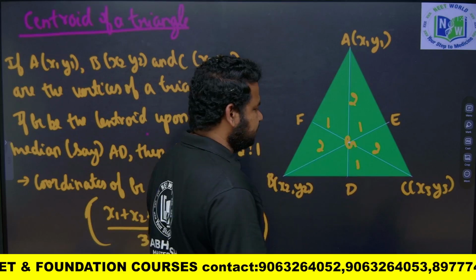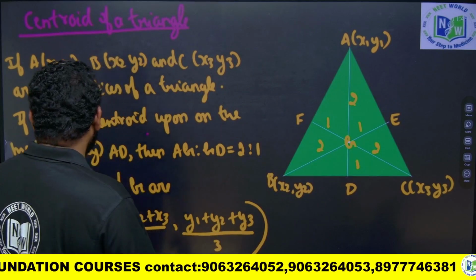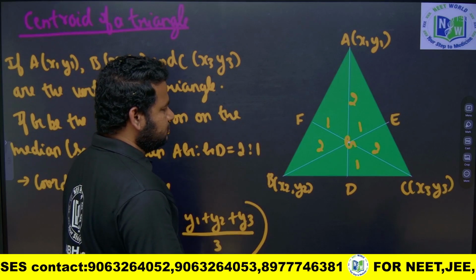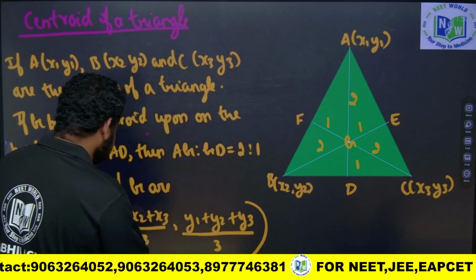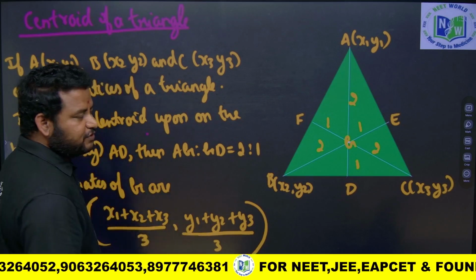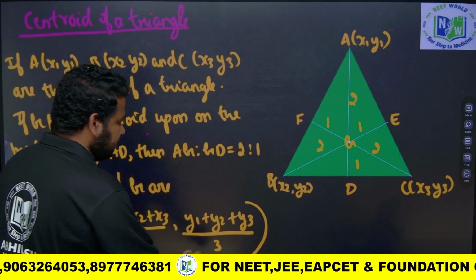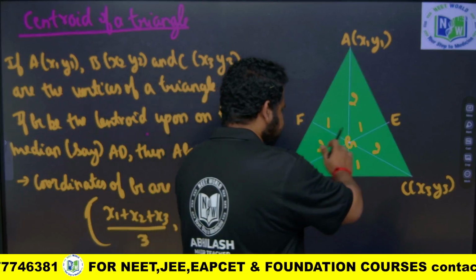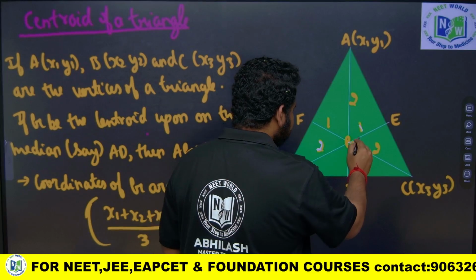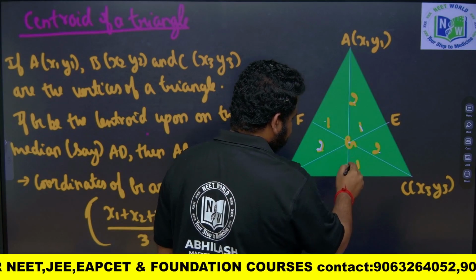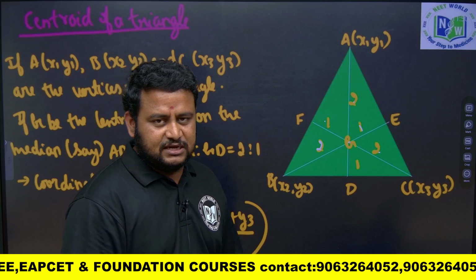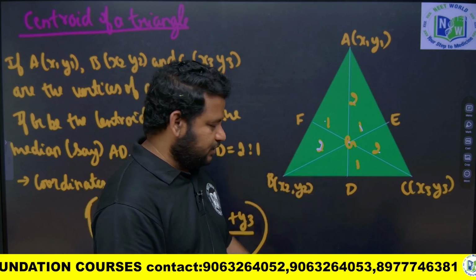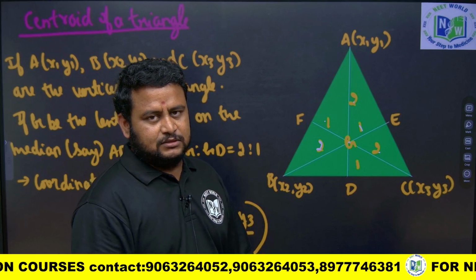The coordinates of centroid are given by the sum of the x coordinates, (x1 plus x2 plus x3) divided by 3, and the sum of the y coordinates, (y1 plus y2 plus y3) divided by 3. These are the coordinates of the centroid. Also you must remember that the centroid divides the median in the ratio 2:1, and here also it is 2:1, here also it is 2:1. Very important note. You must be very aware of this. Okay. Next.